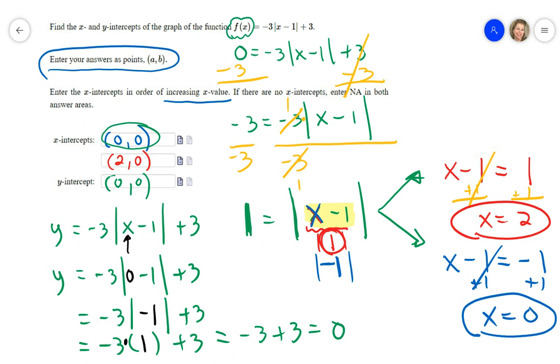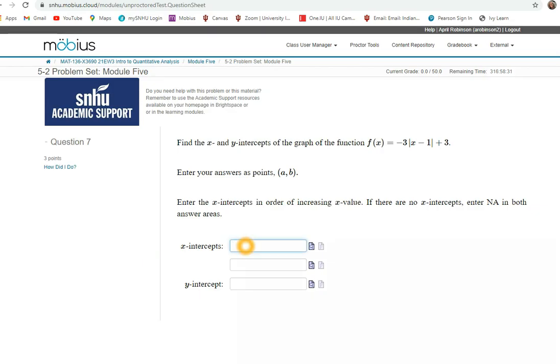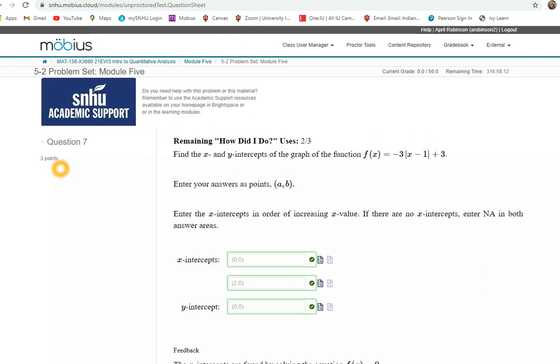So, there you go. And just to show you that I'm not totally crazy, I'm going to type them in here. This is 0, 0, and 2, 0, and 0, 0. And hit the how did I do button. There you go. You don't call me the math goddess for nothing. Actually, I call myself that, so I made it up years ago. All right, done.